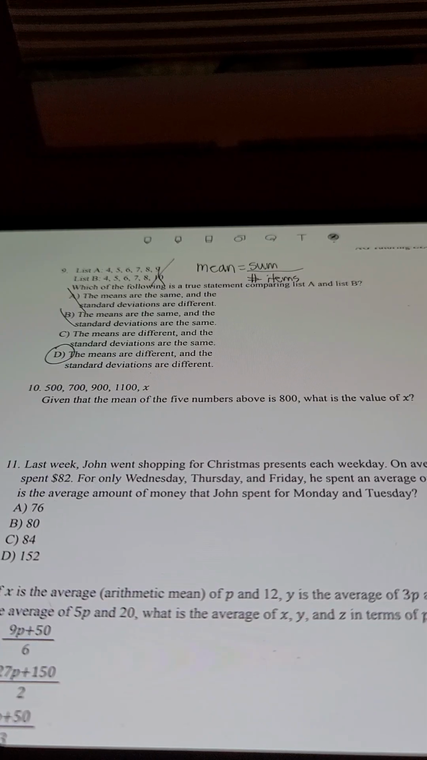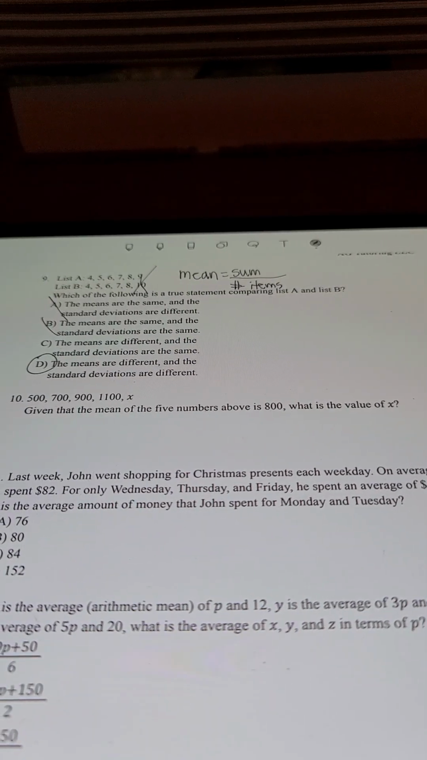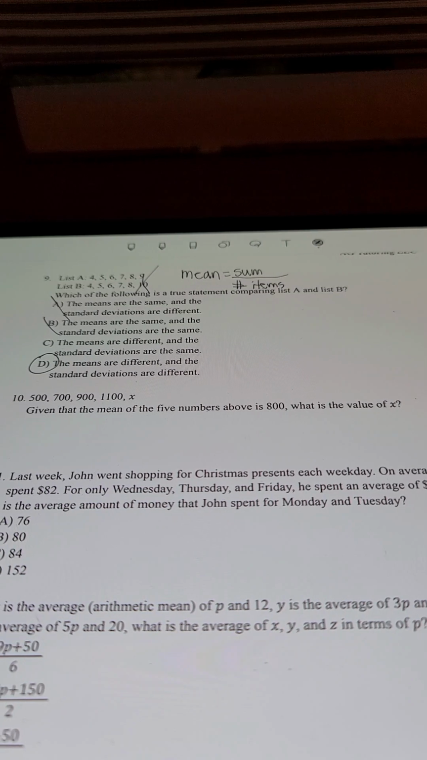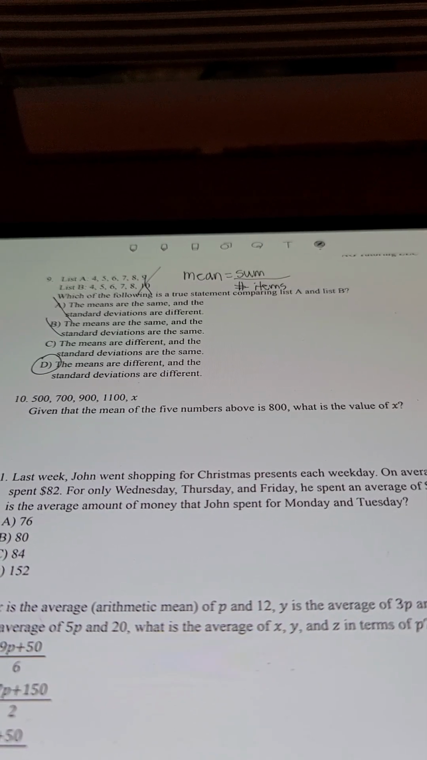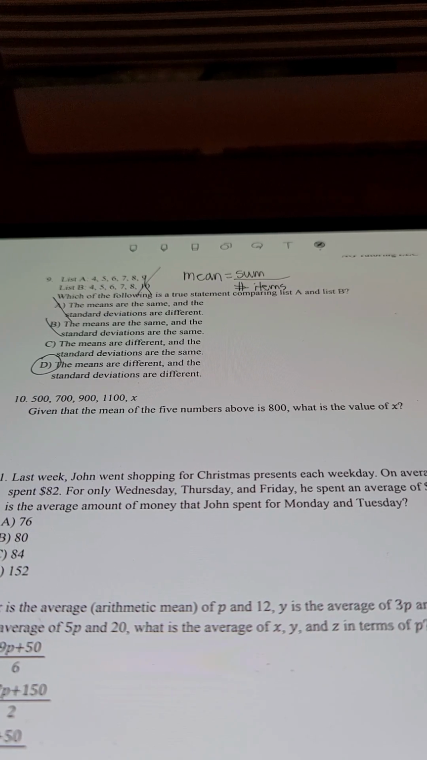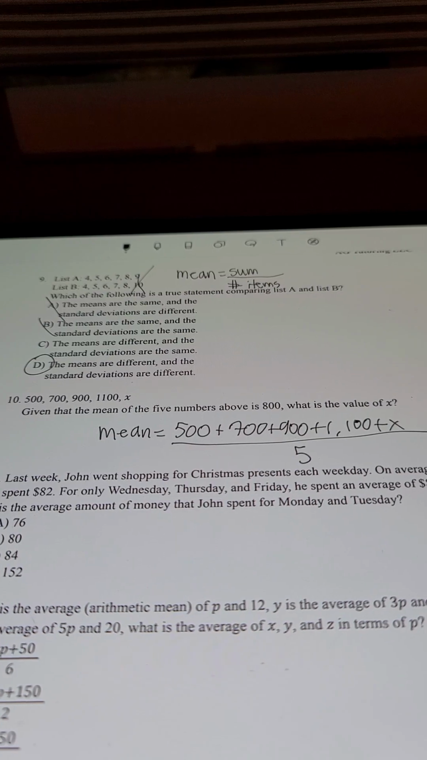Okay, pause to read number 10 if you haven't already. So what we're going to do here is, again, mean is the sum divided by the number of items or data points in the list. So to find the mean, we have to add these up to get the sum and divide by how many items are in our list. So this is what that would look like.